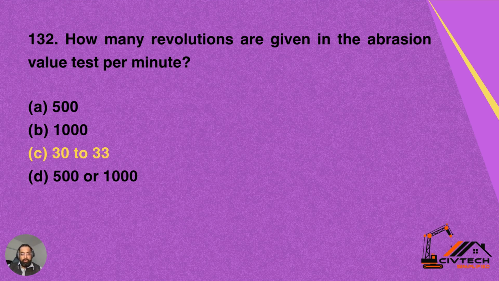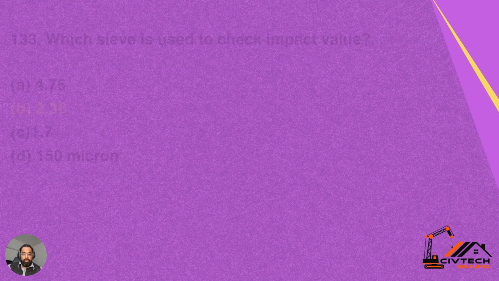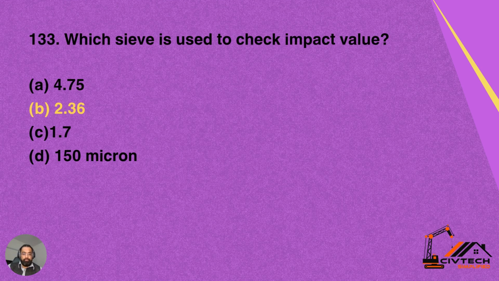132. How many revolutions are given in the abrasion value test per minute? Option A is 500, option B is 1000, option C is 30 to 33, option D is 500 or 1000. So option C is the correct answer for this question, which is 30 to 33. Option C is correct.